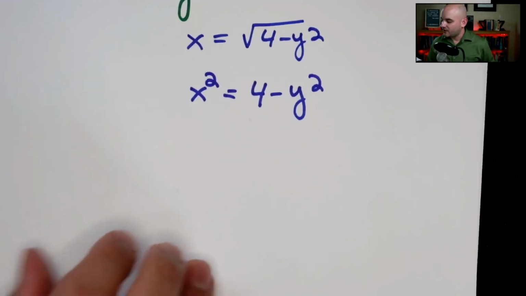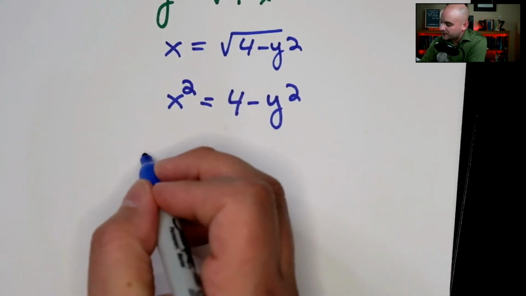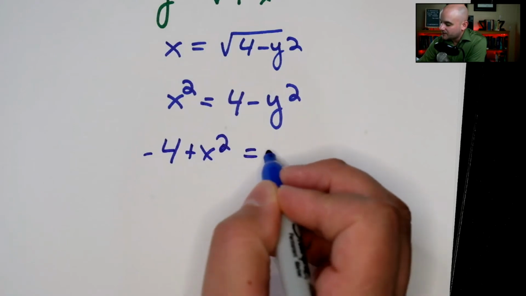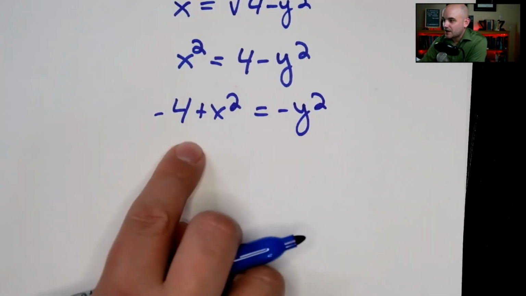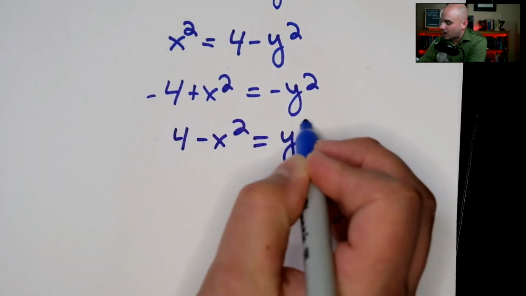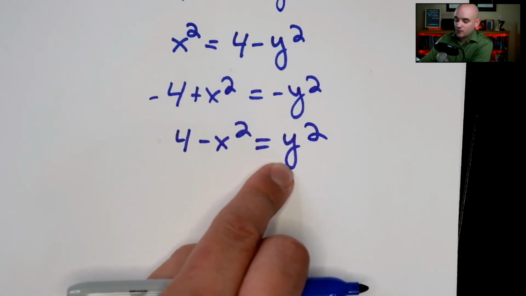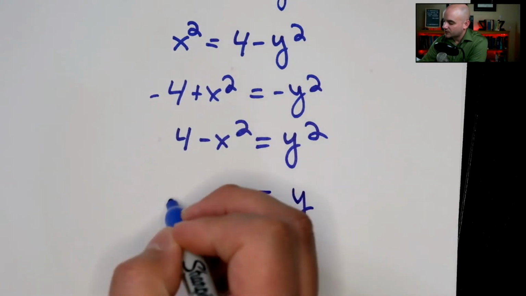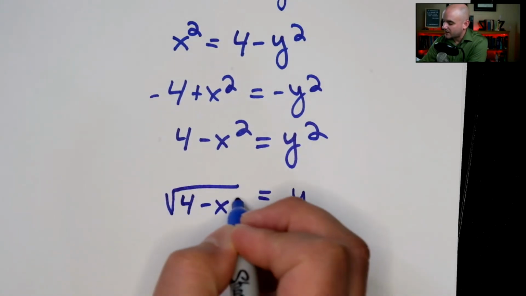And now from here, we're going to keep solving for y. So I'm going to subtract 4 from both sides. I get negative 4 plus x squared is equal to negative y squared. Multiply both sides by negative 1, and I get 4 minus x squared equals y squared. And then finally, to get y by itself, I'm going to square root both sides. So square root this side, and I get y. Square root the right side, and I get the square root of 4 minus x squared.